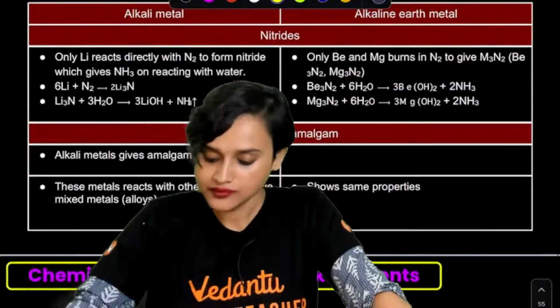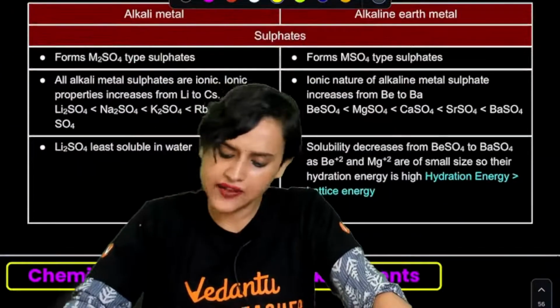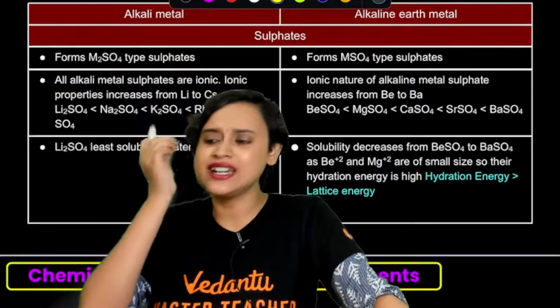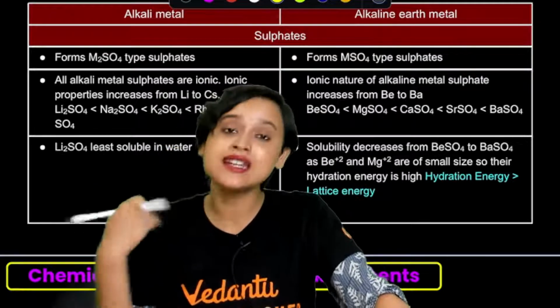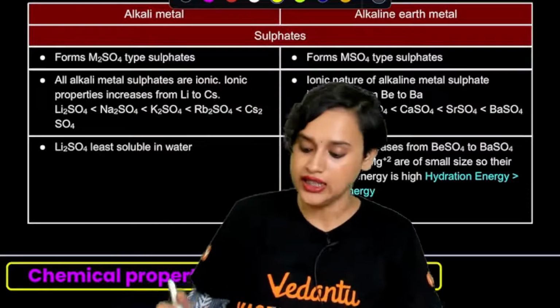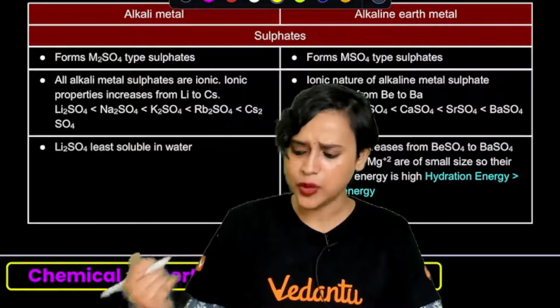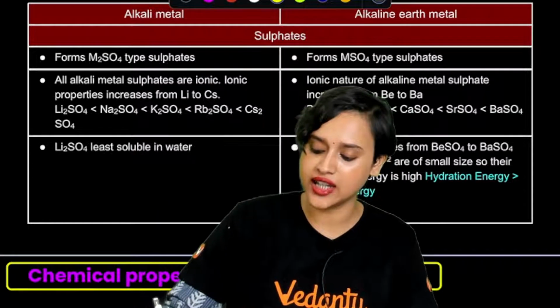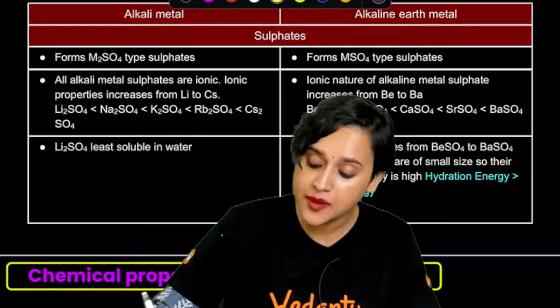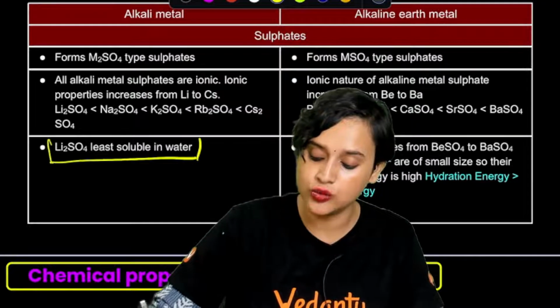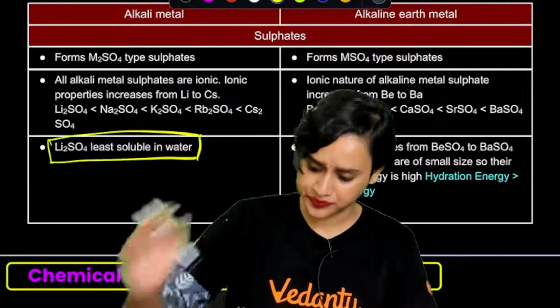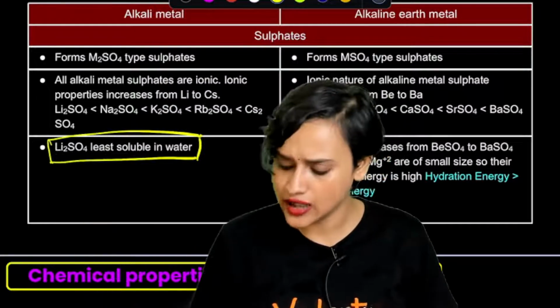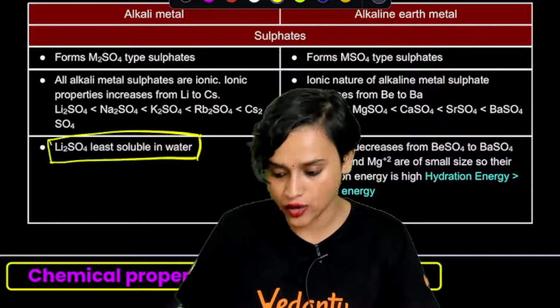Clear? Then there are nitrides and sulfates. All of these you can just read once. The properties are very similar, but one thing you have to remember is that lithium sulfate is the least soluble in water. All the alkali metal sulfates are ionic in nature.